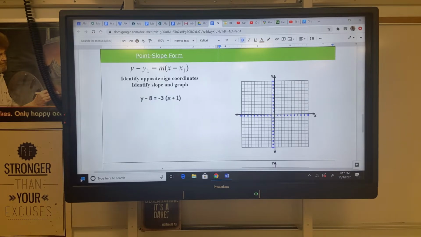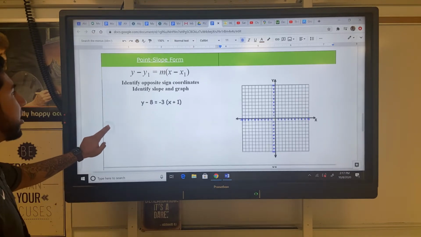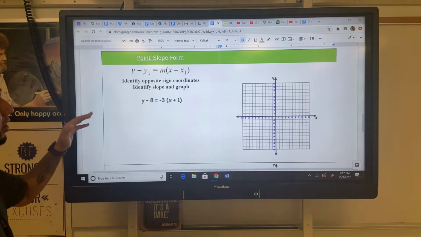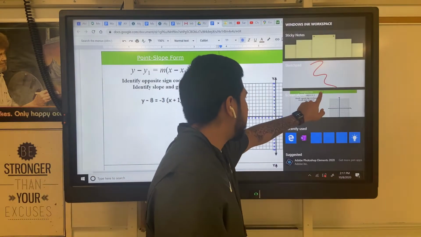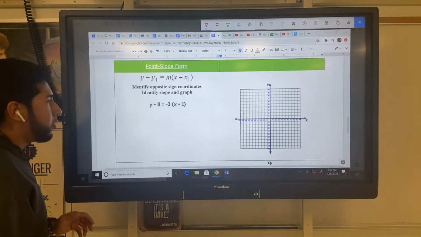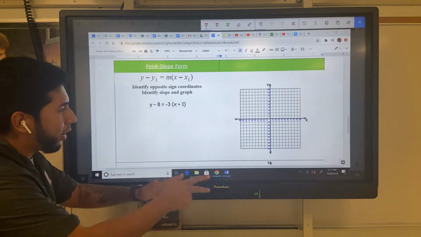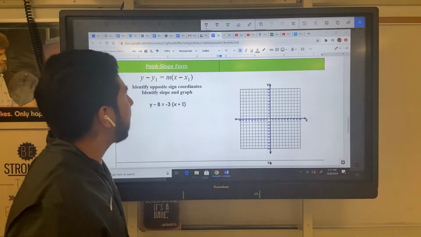Okay, ladies and gentlemen, part two. So we did slope intercept in the first video. Second video, we're doing point slope form. Same thing as before. You want to be able to graph the line. Now, how are you going to graph the line?